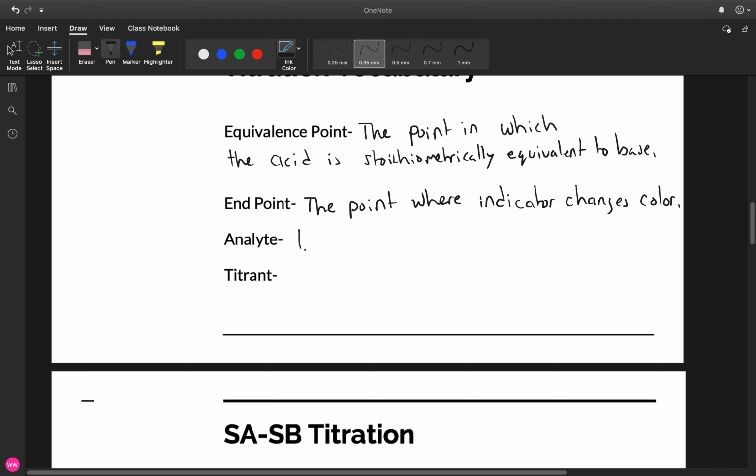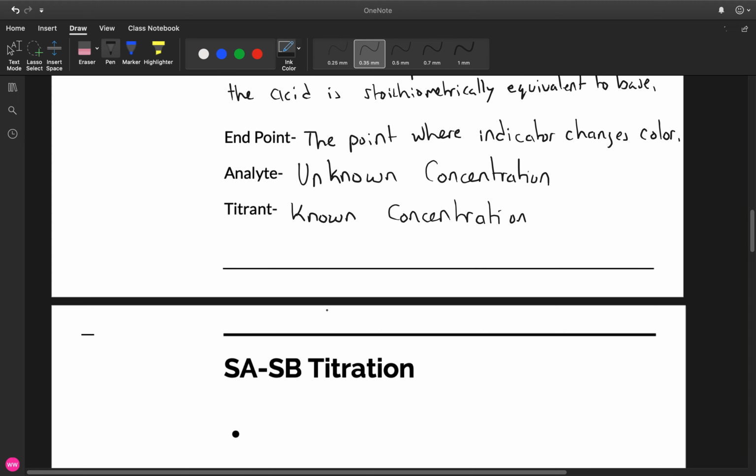The analyte is of unknown concentration. We're trying to determine the concentration of it, while the titrant is of known concentration. We are using this to determine the concentration of the analyte. Wonderful. So I'm going to use a lot of this vocabulary. I already have used some of this, but we're going to use a lot of this vocabulary throughout our discussion today. So let's get started.